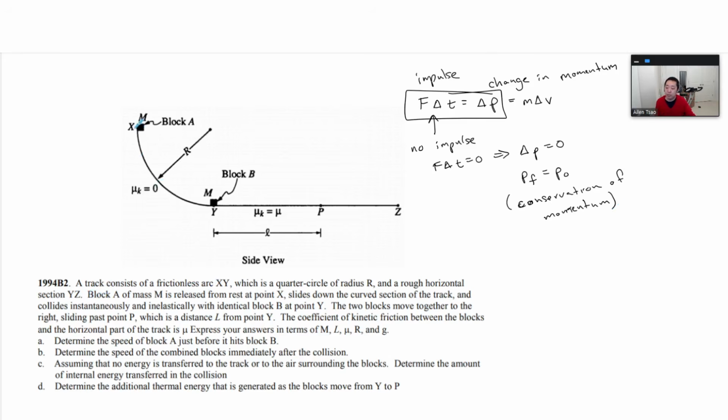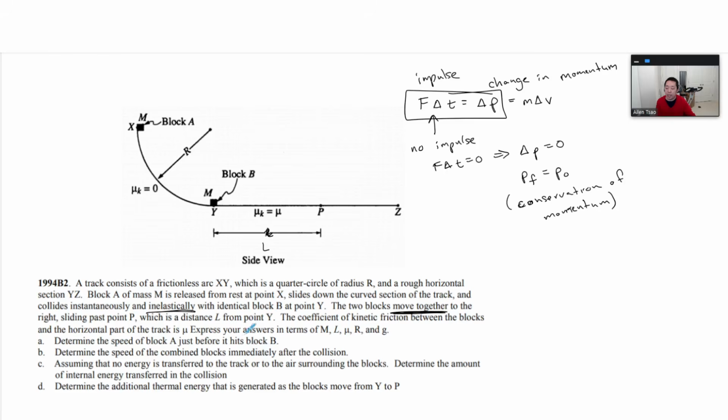We have a track that consists of a frictionless quarter circle XY of radius R and a rough horizontal section YZ. A block of mass M is released from rest at point X, slides down the curved section of the track, and collides instantaneously and inelastically with an identical block B. The two blocks move together, stuck together, to the right, sliding past point P, which is a distance L from point Y. The coefficient of kinetic friction on the rough part is mu K. Express your answers in terms of M, L, mu, R, and G.